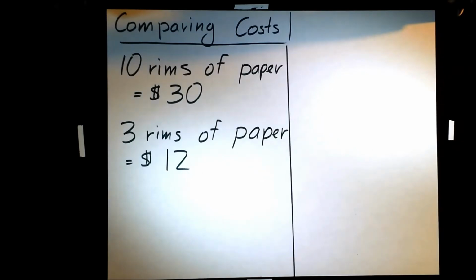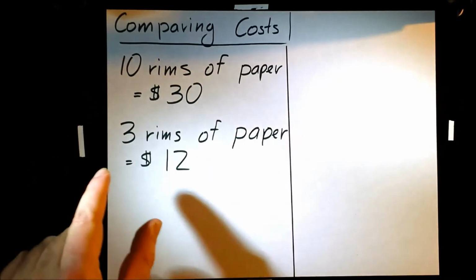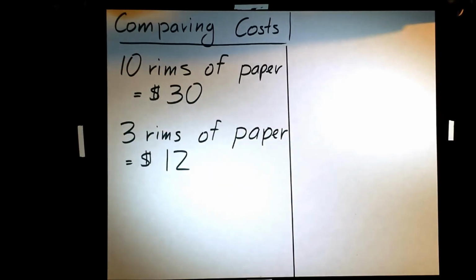Now that we know how to use unit rates, we can use comparisons and compare the price of two items that have different quantities for a certain price. And what we use to compare them is the unit rate. So we're going to bring both these down to their unit rates. So I have 10 reams of paper for $30, 3 reams of paper for $12. So first I'm going to find the unit rate for 10 reams of paper for $30.